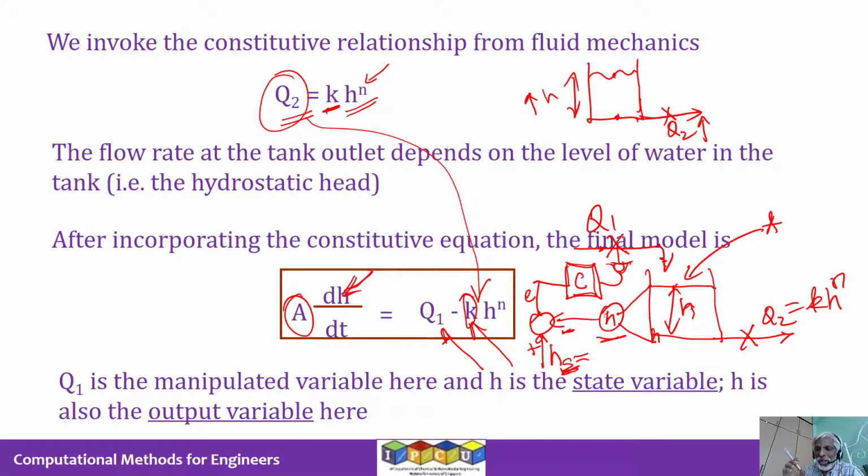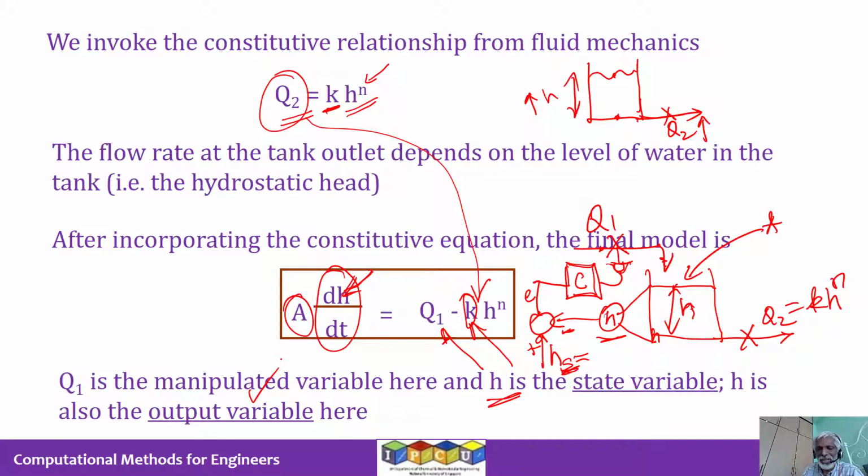And if the actual height is smaller than the desired height, that means you want more inventory of water in the tank, you will open the inlet valve a bit more so that more water comes in and the level of water in the tank rises, right? So H is a state variable because it is associated with d by dt.